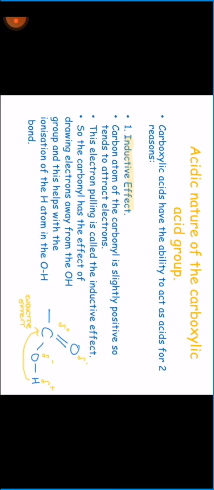So the next thing we'll look at is the carboxylic acid group acting as acids. So carboxylic acids have the ability to act as acids for 2 reasons. And the first reason is something called the inductive effect. The carbon atom of a carbonyl group tends to have a slightly positive charge, so it tends to attract electrons. And this slightly positive charge comes from the highly electronegative oxygen that is attached. So the carbon pulling electrons towards itself is called the inductive effect.